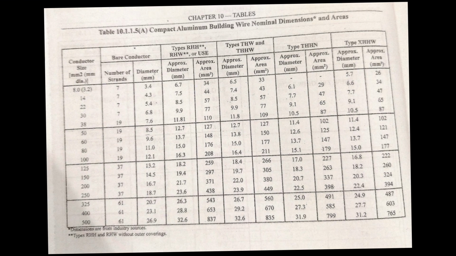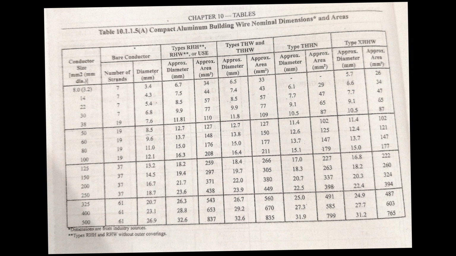Slide 15. This image displays the table for compact aluminum building wire, nominal dimensions, and areas for Chapter 10 of an electrical code. Purpose: this table specifically provides the dimension and area for compact aluminum conductors, which are often used in commercial and industrial wiring. This is necessary for accurate conduit fill calculation.